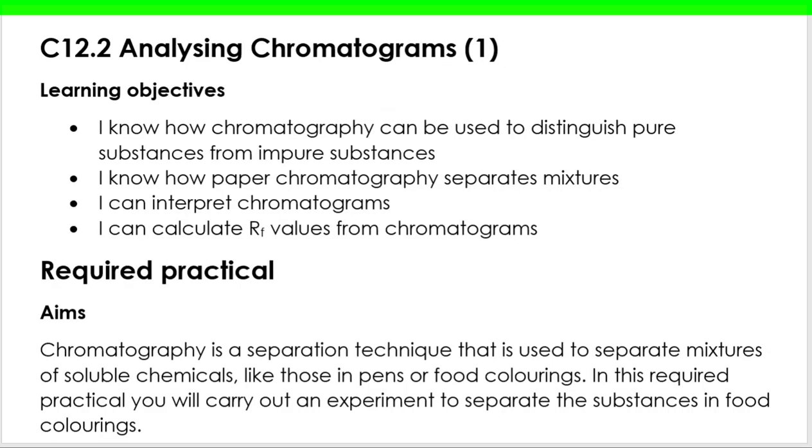So in this particular video, we're going to look at how we can use chromatography to identify whether a substance is pure or impure. We're going to look at how the science of this actually works, and we're also going to look at how we set up the apparatus to make a suitable chromatogram. And we're then going to focus on how we can interpret chromatograms. Specifically, we're going to calculate the RF value.